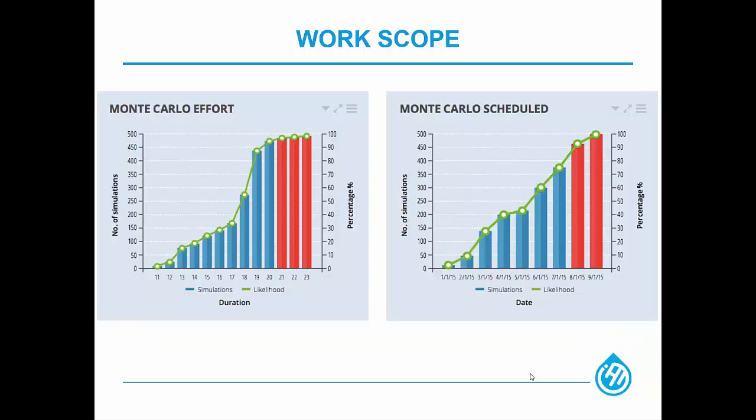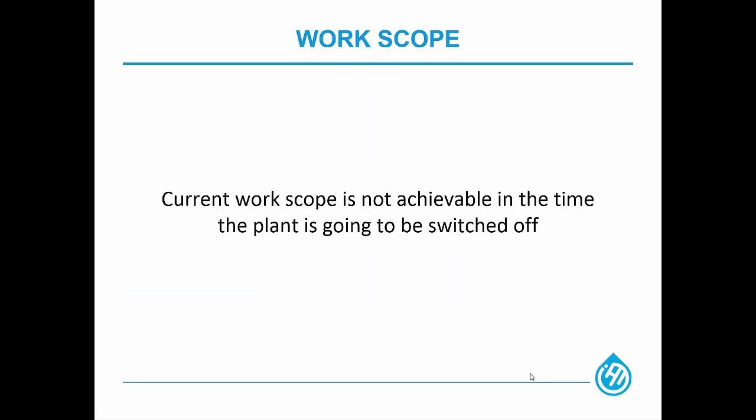When we run the Monte Carlo simulation, our shutdown has a duration of 10 days. The plant is going to be switched off for 10 days. And what the Monte Carlo model shows us in these graphs is that to achieve 100% certainty of completing the current work scope, the event is going to go on longer than 10 days. It's going to go on for 13 days. So straight away, I know that my scope is not achievable in the window of time that the plant is going to be switched off.